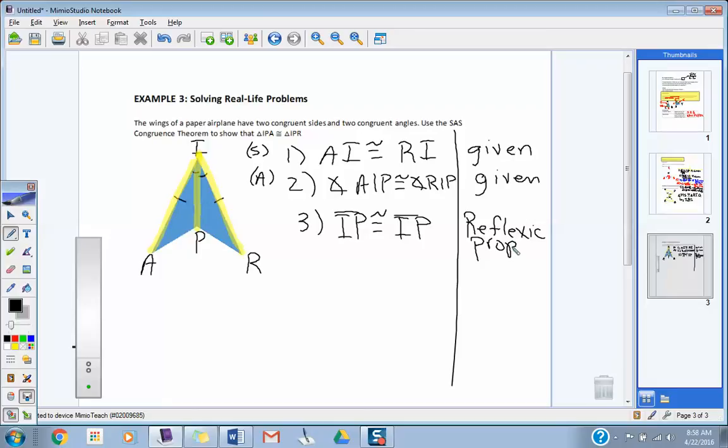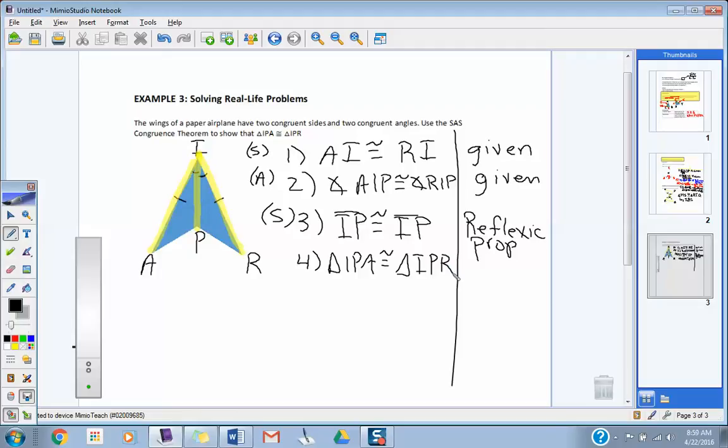Okay, we're on number 3. Guys, that's like the side part to this right here. So guys, have I shown two pairs of sides congruent? Have I shown the included angle congruent? If I've done that, then what can I say about the two triangles that we're trying to prove congruent? Triangle IPA is congruent to triangle IPR.